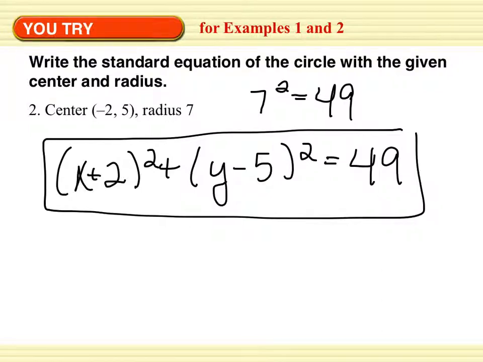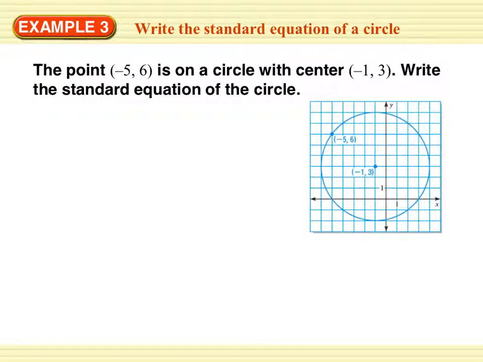There you go. Okay. The point negative 5, 6 is on a circle with a center negative 1, 3. Write the standard equation of the circle. There are two ways to do this because we need to figure out the radius. First, because this one's graphed, we're going to use the Pythagorean theorem to figure it out. So I'm going to make a right triangle here and count it. 1, 2, 3, 4. 1, 2, 3. And this is my hypotenuse.